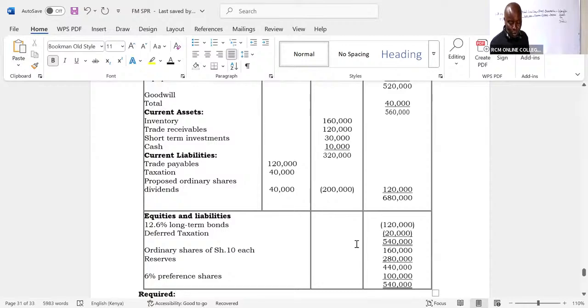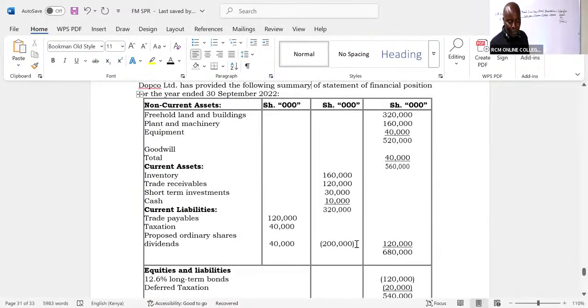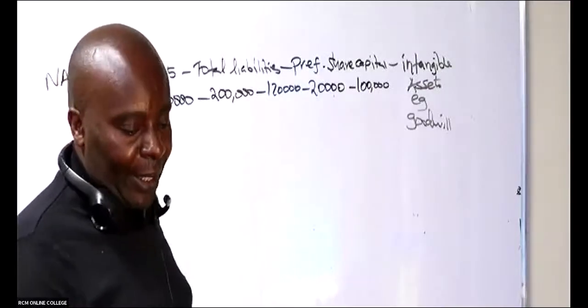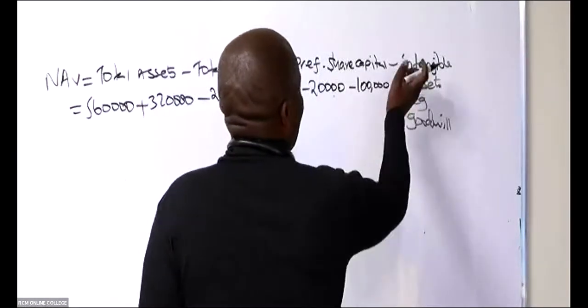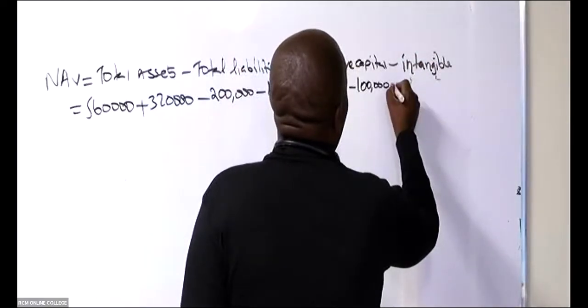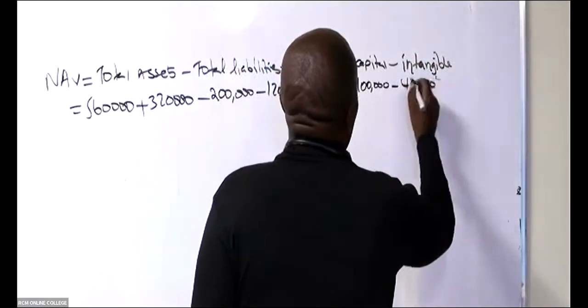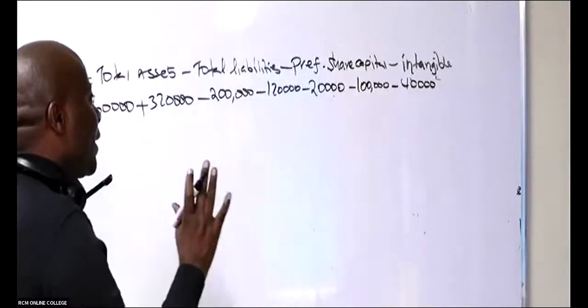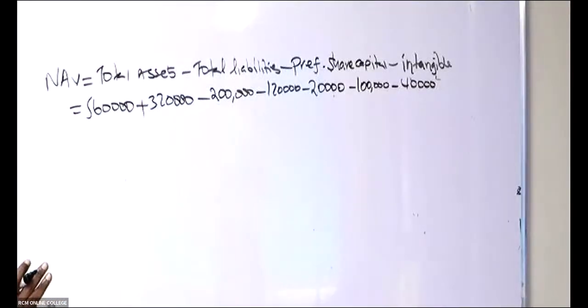Do we have any intangible assets amongst our non-current assets? Oh, yes, we do. You can see we have goodwill here. This goodwill is intangible. You can't touch goodwill. So minus 40,000. So this will be the total net asset value of the company.